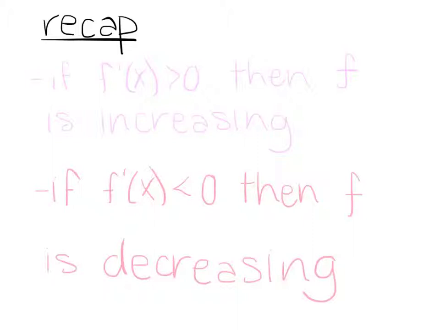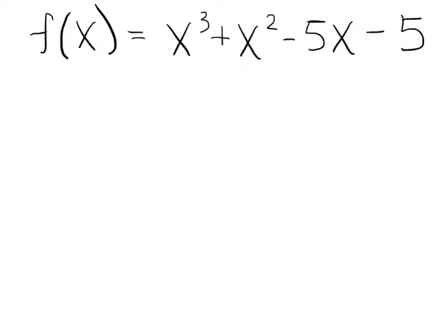In recap from our last section, we learned that if f prime is positive, or greater than 0, then the function f is increasing on that interval. Conversely, if f prime is negative, or less than 0, then f is decreasing on that interval. We can use this information to solve and graph functions.